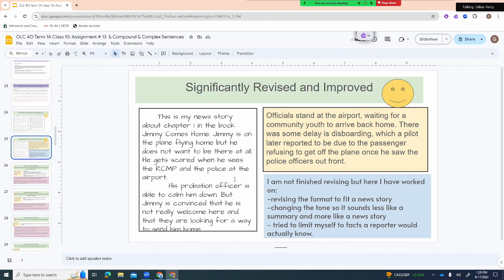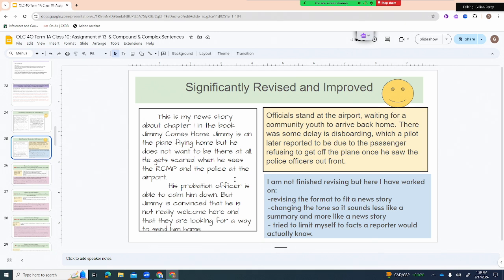So over here in the yellow, I've got an example of the first few sentences. It's not the whole thing, right? This would not be my whole news report. It's way too short, but this is an example of how I might start. Officials stand at the airport waiting for a community youth to arrive back home. There was some delay in disembarking, which a pilot later reported to be due to the passenger refusing to get off the plane once he saw the police officers out front.